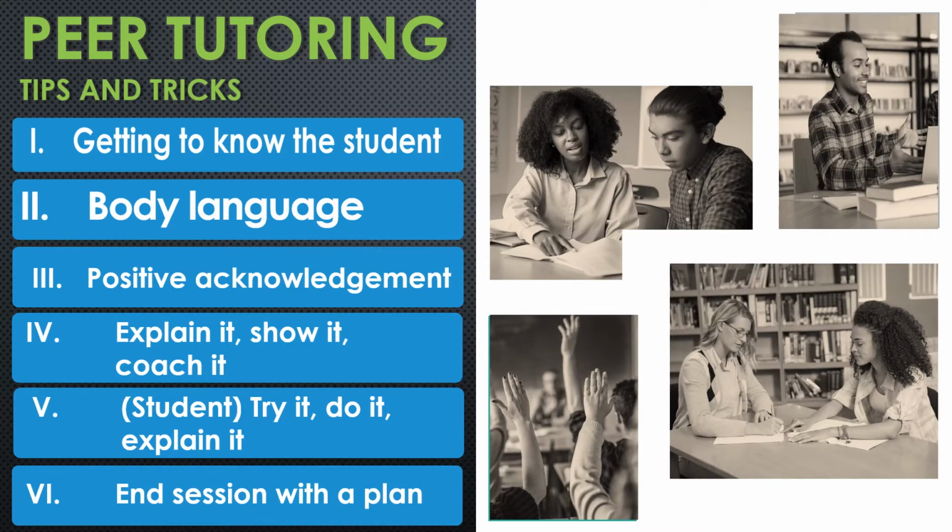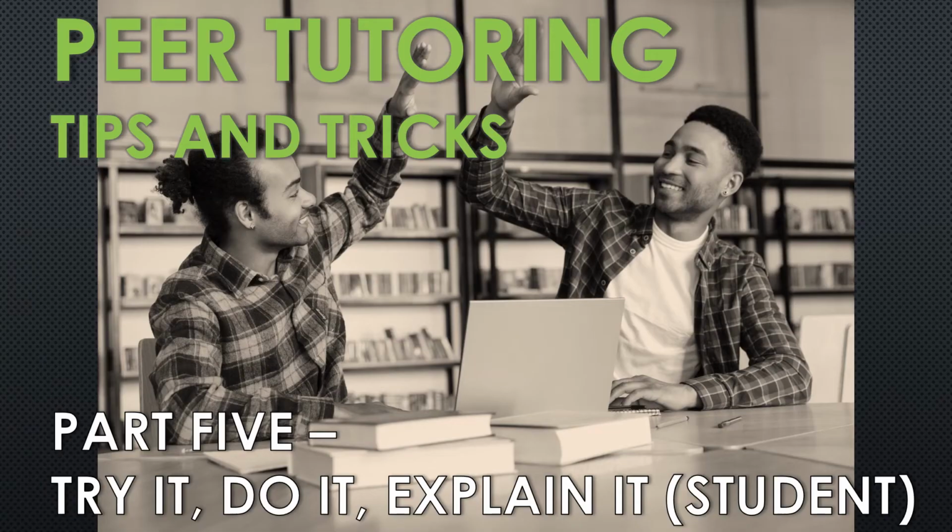So just to recap, the six major things that I do in every peer tutoring session are getting to know the student, minding my body language, positive acknowledgement, explain it, show it, coach it, and try it, do it, explain it, and ending the session with a plan. This is part 5, the try it, do it, and explain it.